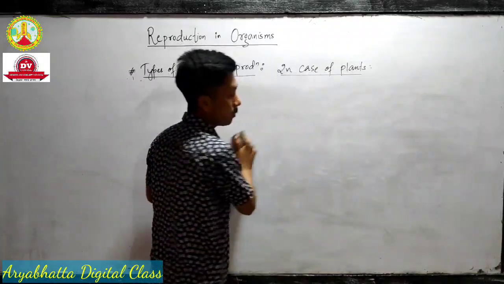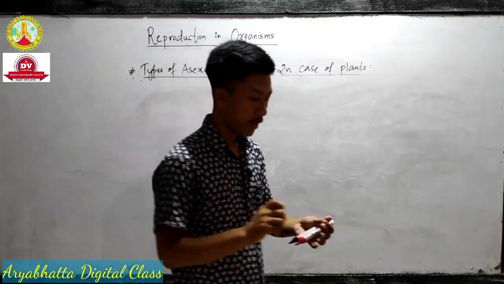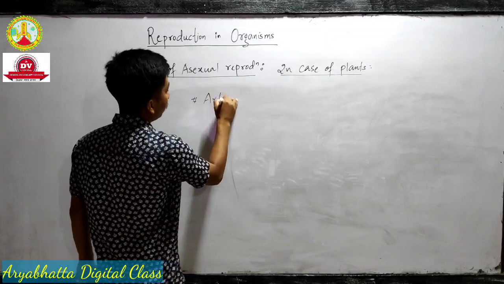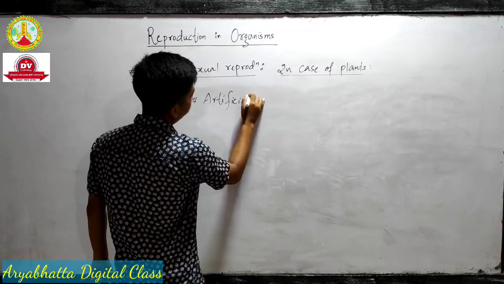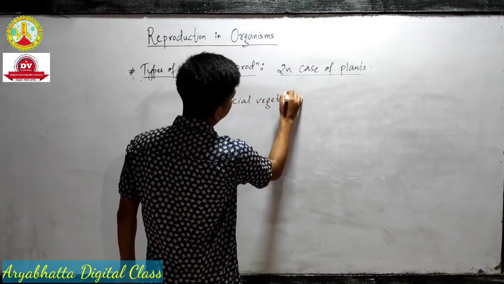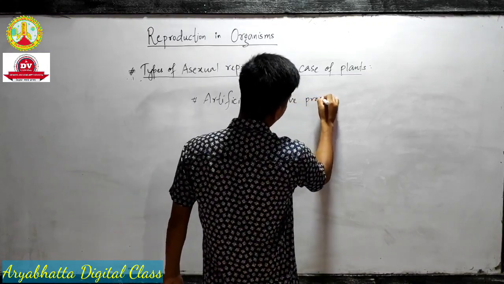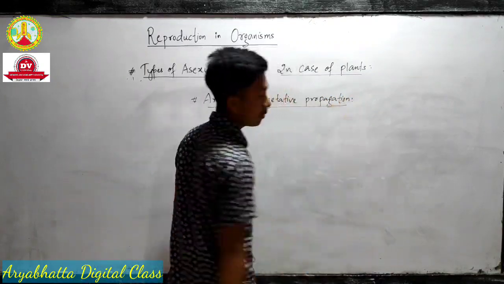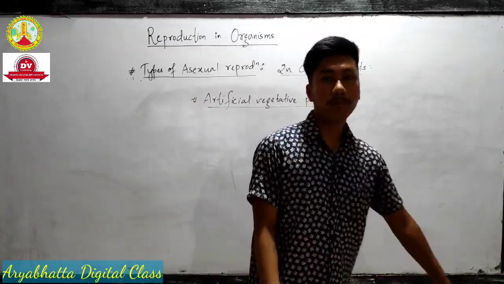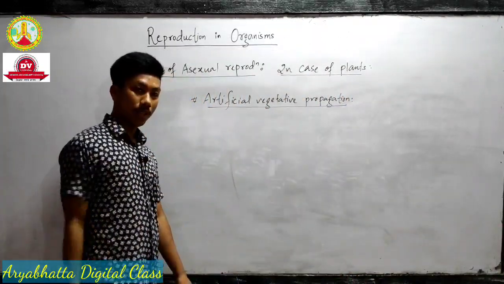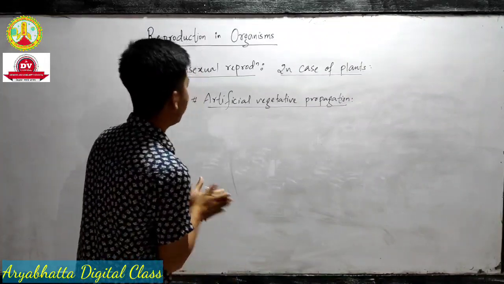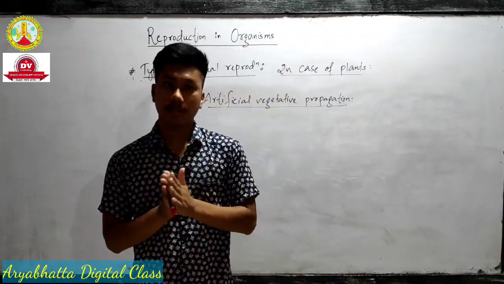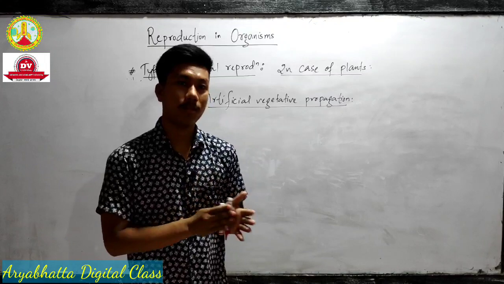Now next, what we need to know, very important. This year the question asked for 2 marks: artificial vegetative propagation. Artificial means that we are doing it according to our will, artificial vegetative propagation, which is done artificially by humans. The method and the types are very important. This question came this year for 2 marks.